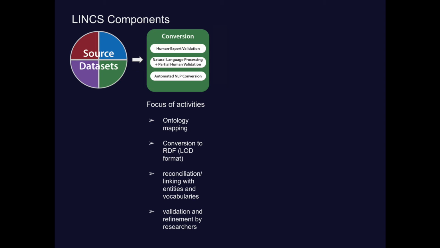We have to reconcile and link those entities up across the data sets with common entities and common vocabularies where they exist. And most important of all, we have to provide means for researchers to look at the results of those automated processes and scripting and so on that we'll use to do the first conversion, and refine and correct that data so that it becomes useful for their research.